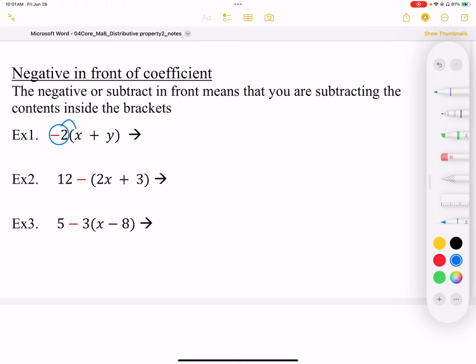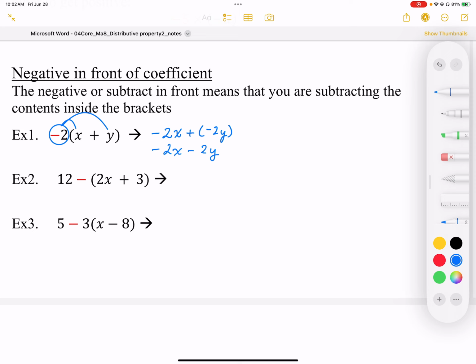the negative. Because if I'm going to do negative 2 groups of x, that means I have negative 2x's. Negative 2 groups of y means I'm going to have plus negative 2y's. Now, you can always just bring that negative with you and make that a minus. So 2x minus 2y.